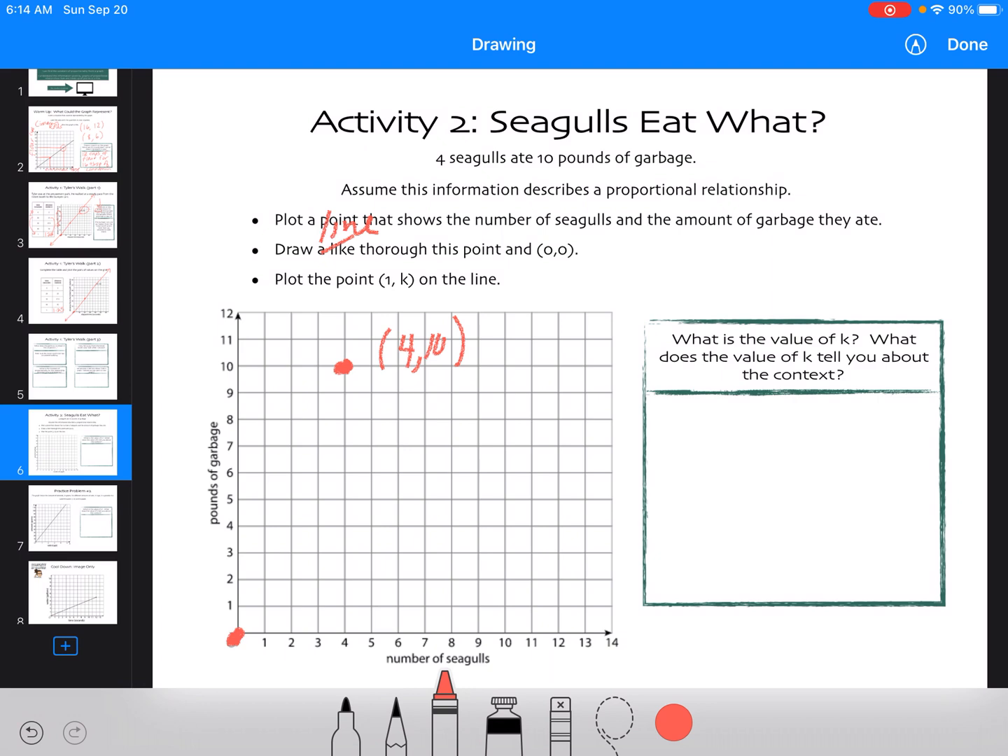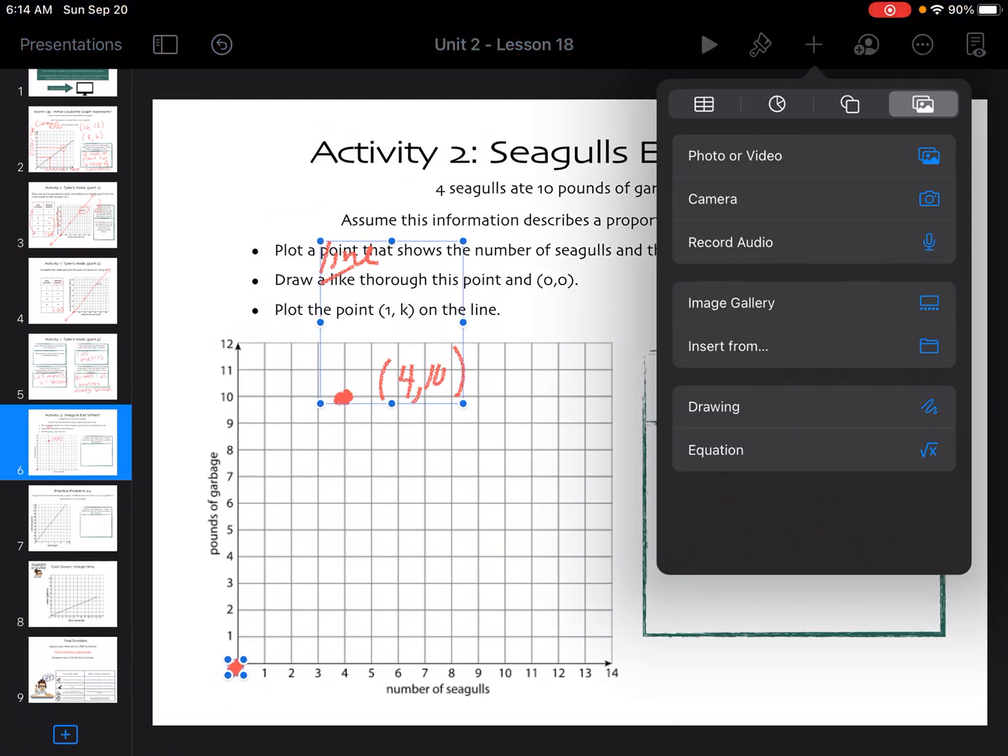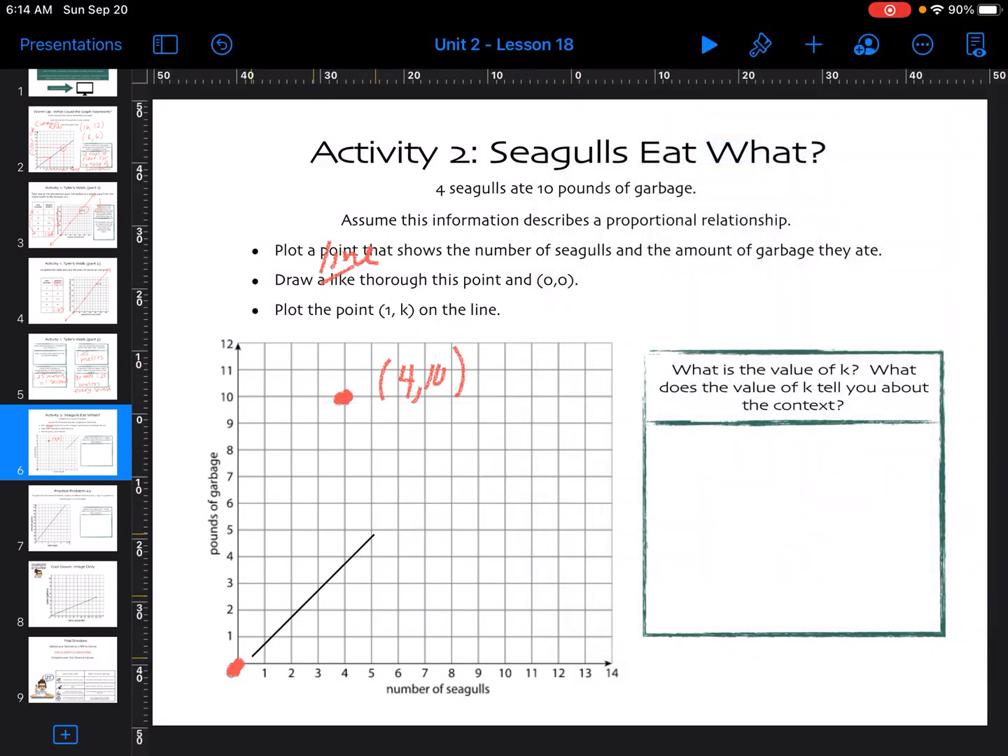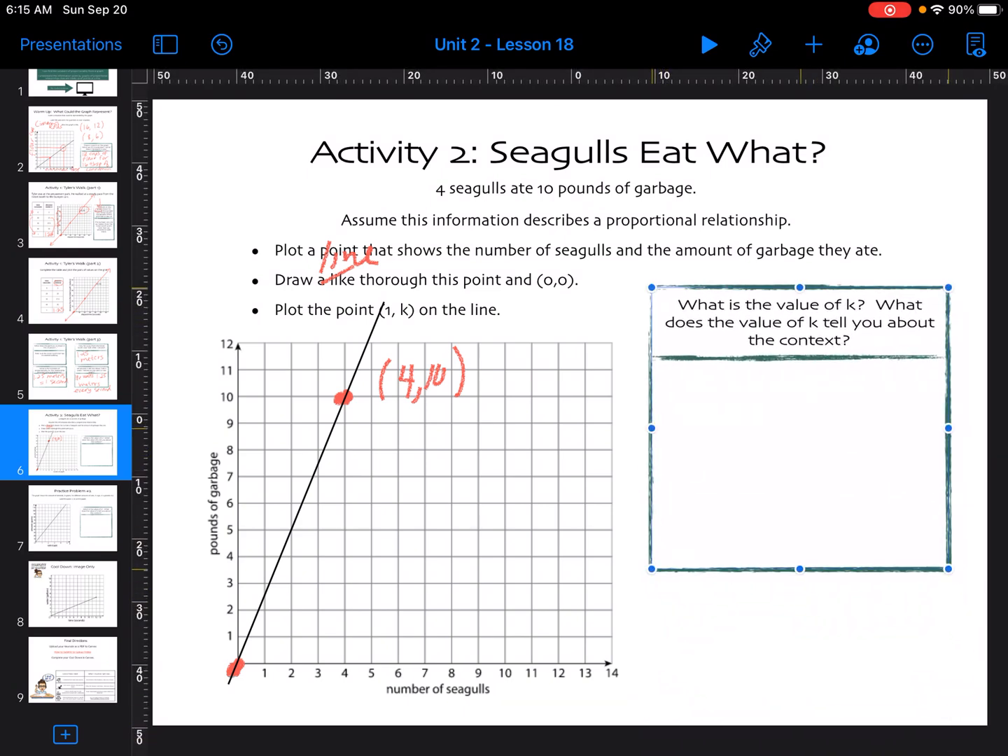Okay, so for this one, because it's so tight, what we're going to call slope eventually is so tight, I'm going to use an actual tool. I'm going to use a line so that I can make sure I get the right angle. All right, so there we go. So then they want to know what 1, K would be.